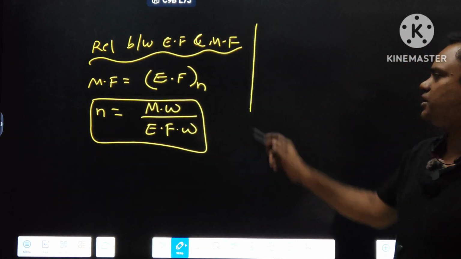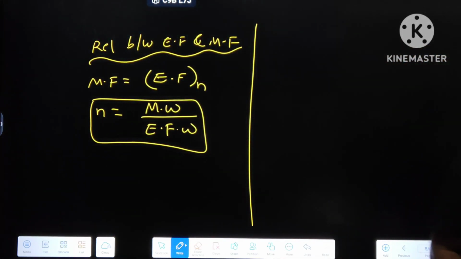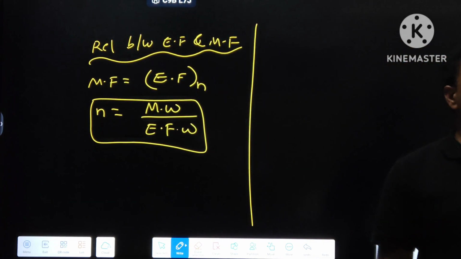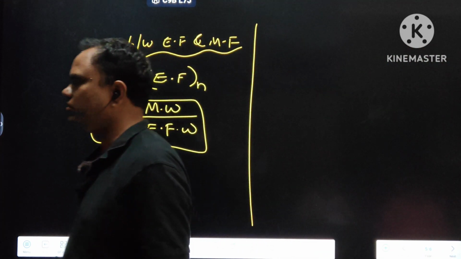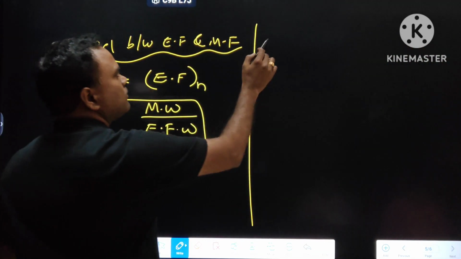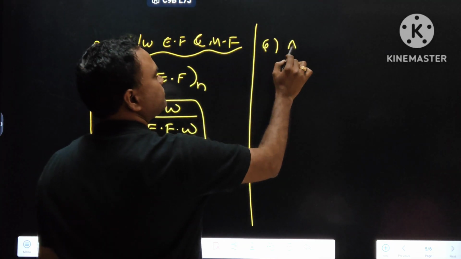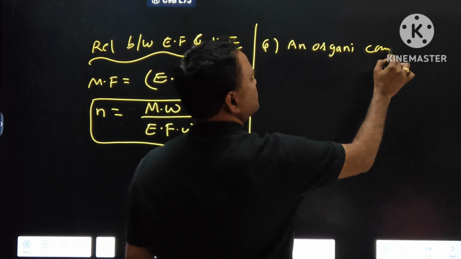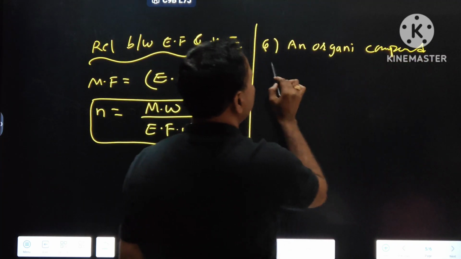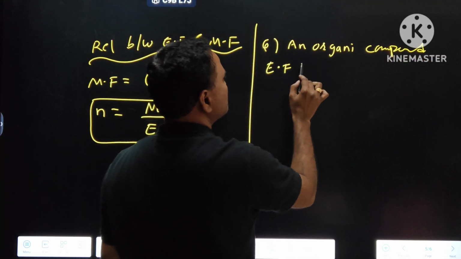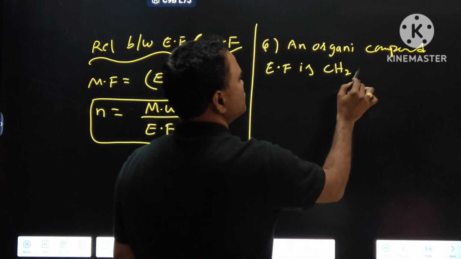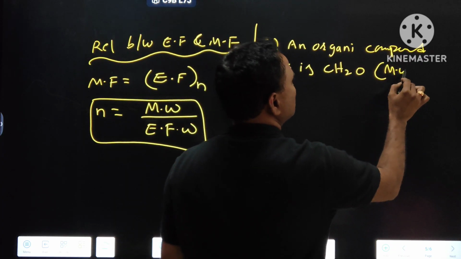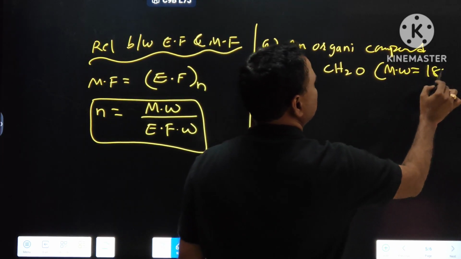Sometimes after finding the empirical formula, we have to find the molecular formula, but sometimes they only give the empirical formula. See the question. An organic compound, empirical formula is CH2O, within the bracket, molecular weight is 180.